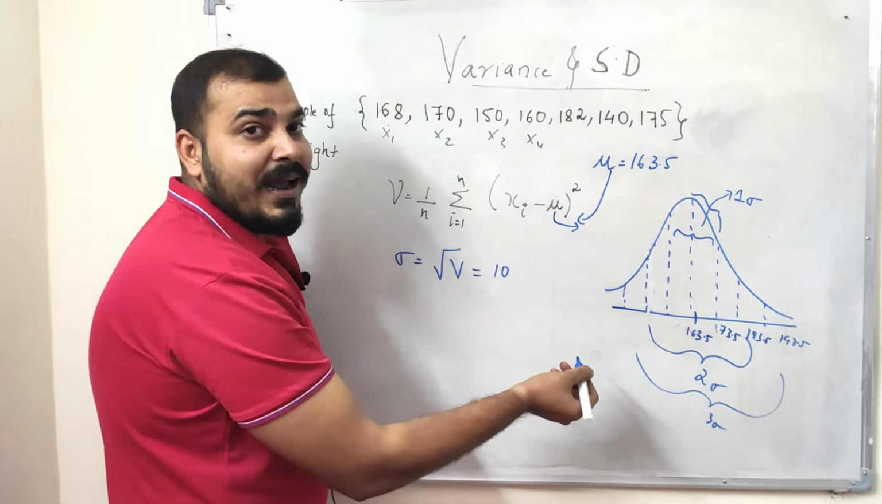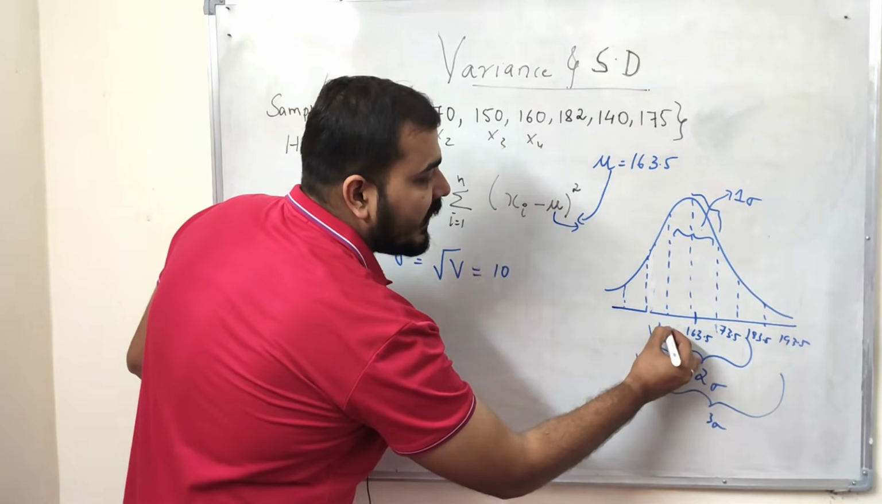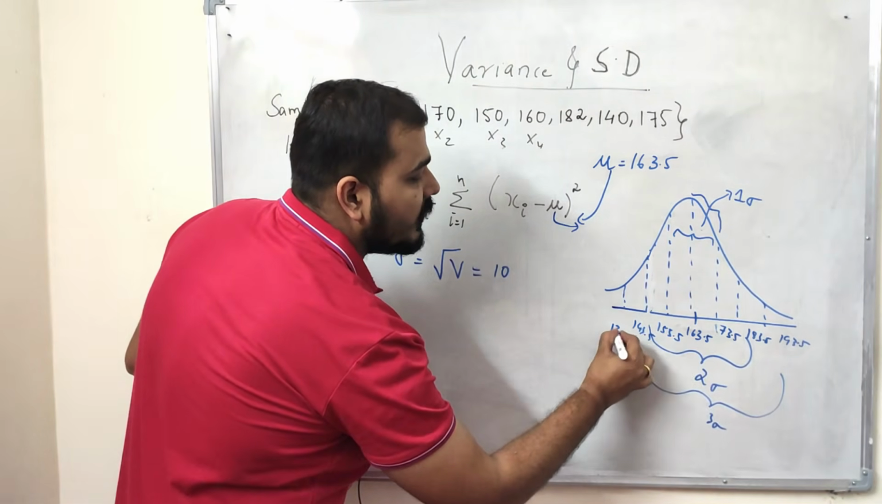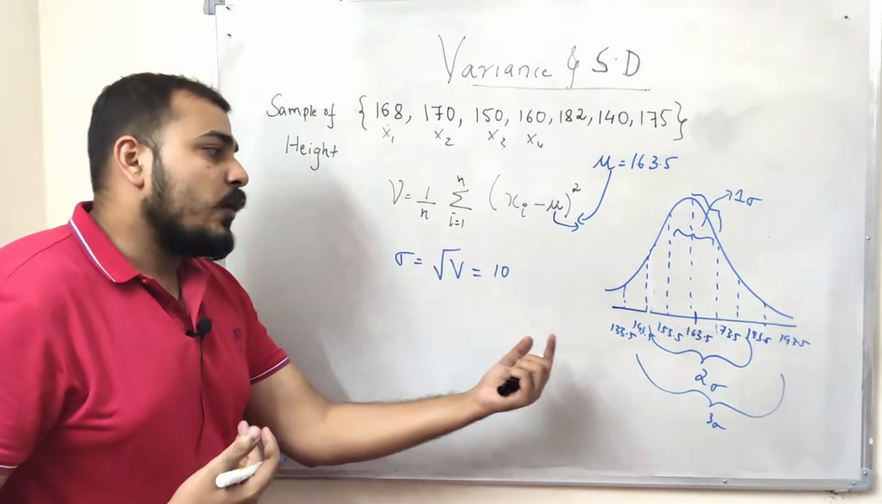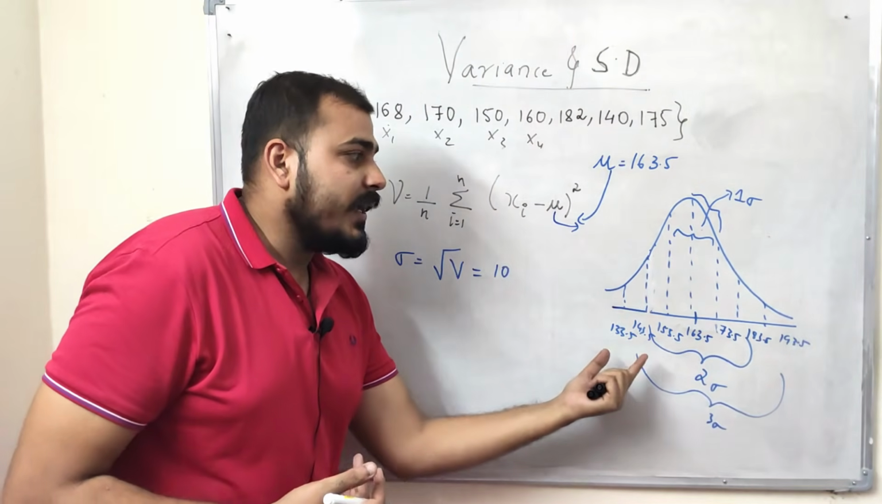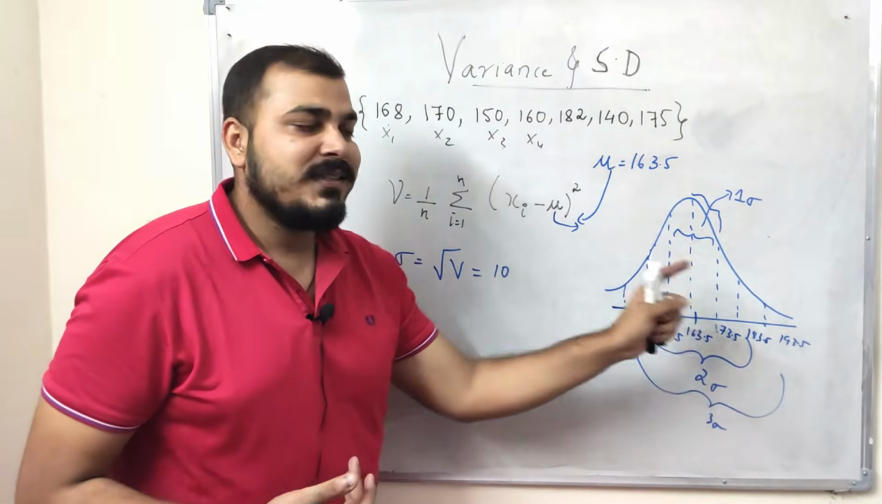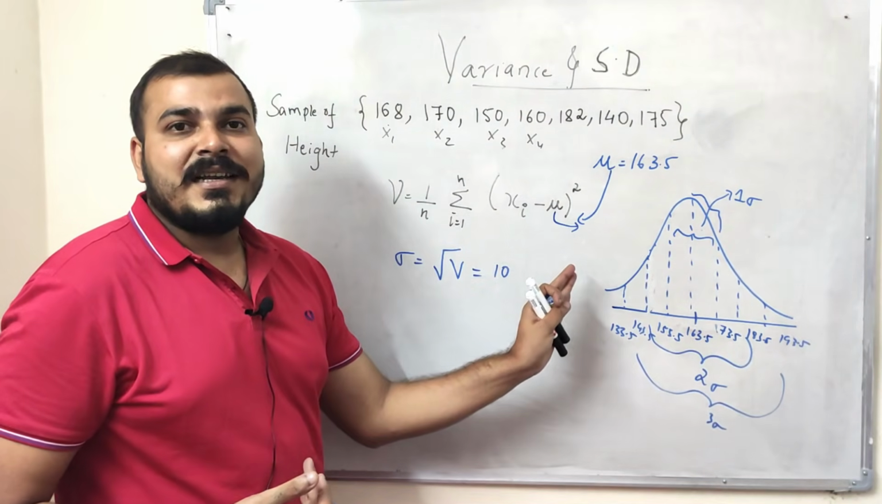Similarly, if I go to the left, it will be 153.5, 143.5 and 133.5, because if we are going to the left, that means we are subtracting, since this is my mean. If I go to the right, the value increases. If I go to the left, the value decreases.